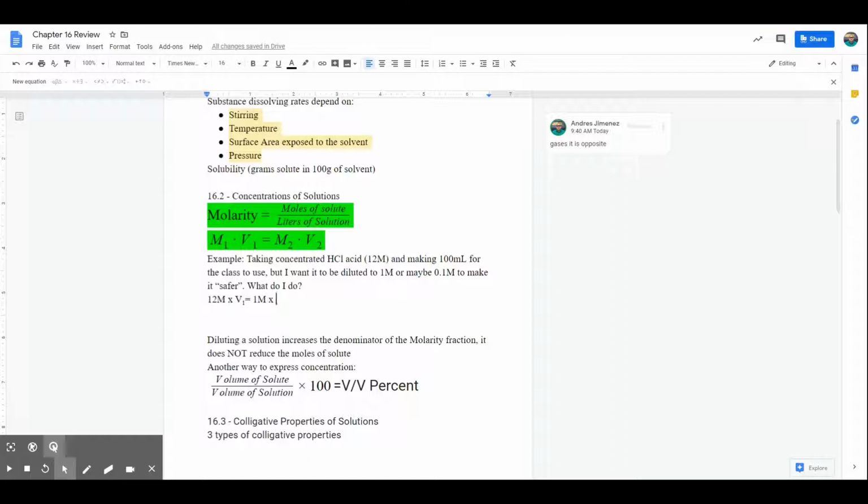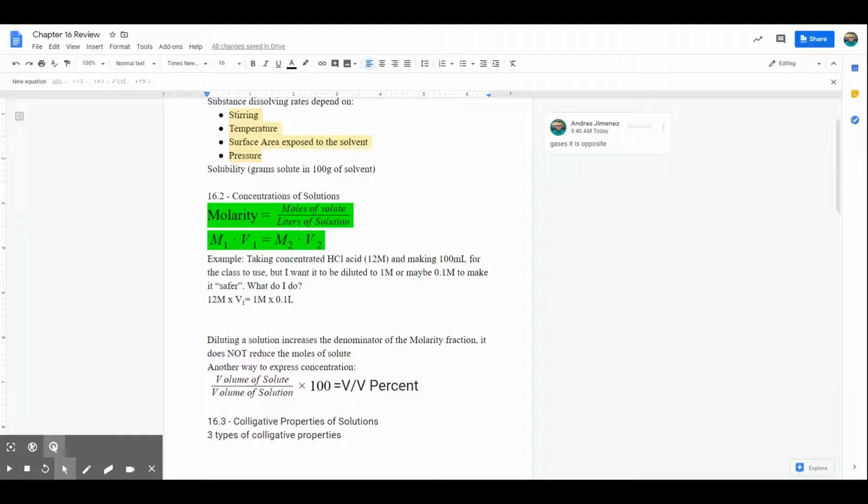So in this case, I want 100 milliliters, but I want to make sure that's converted to liters because if you look at the molarity formula, it is liters of solution. So in order to convert that, I just divide by 1,000. So it's going to be 0.1 liters. So what I end up finding is that I do my calculations of 1 times 0.1, so that ends up being 0.1.